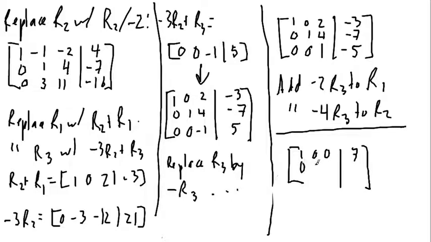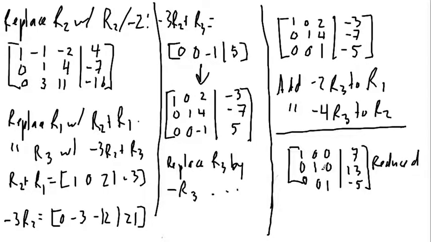Over here, 0 and 1 stay the same because 0 plus 0 is 0, 0 plus 1 is 1. Negative 4 times 1 is negative 4, plus 4 gives me 0. And negative 4 times negative 5 is 20, which minus 7 gives me 13. And the last row stays as 0, 0, 1, negative 5. Okay, this is reduced.